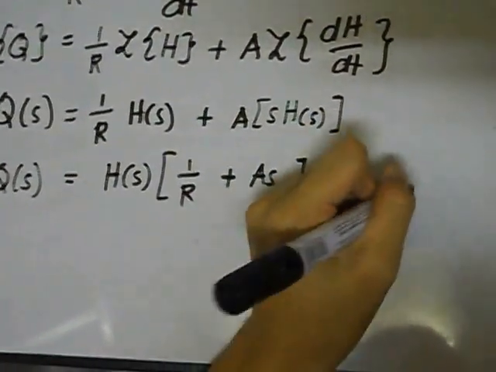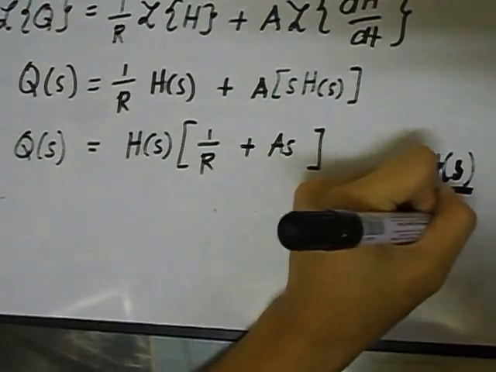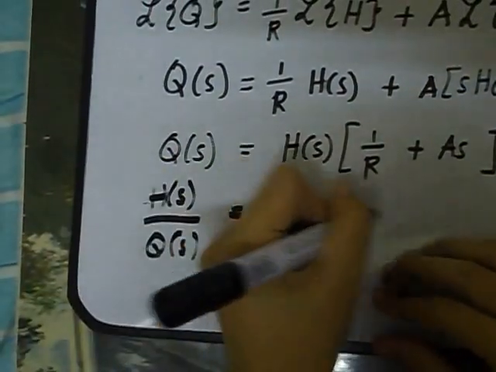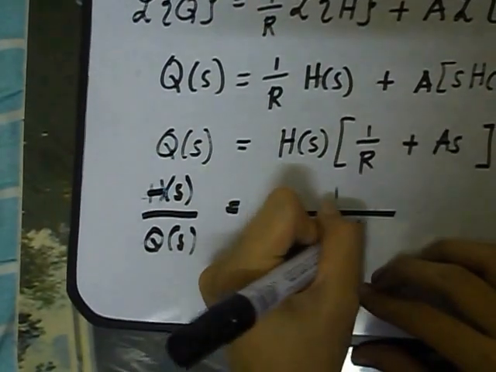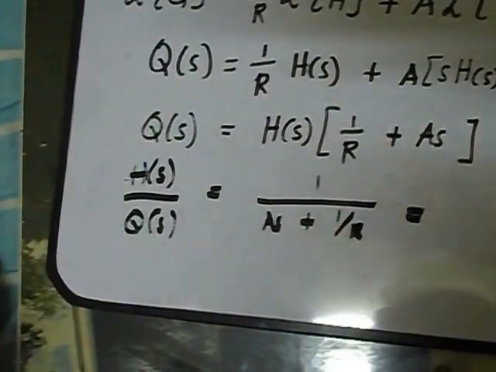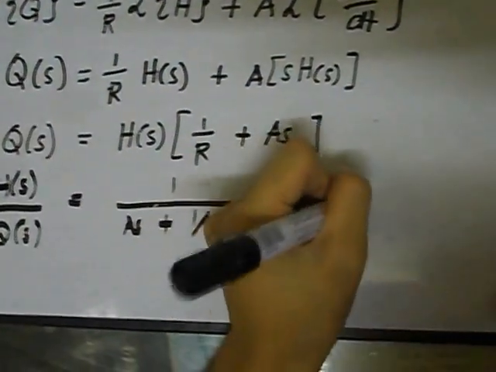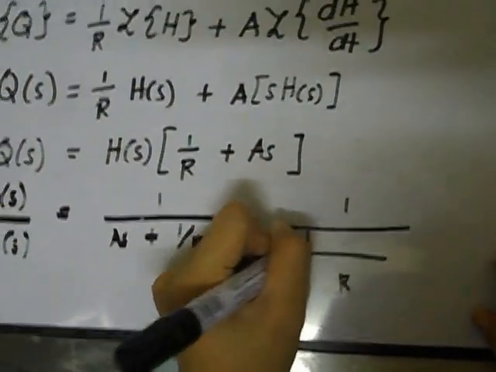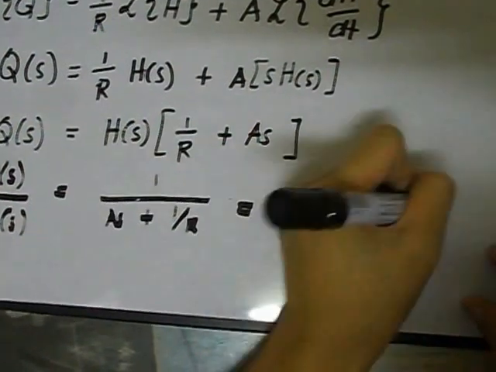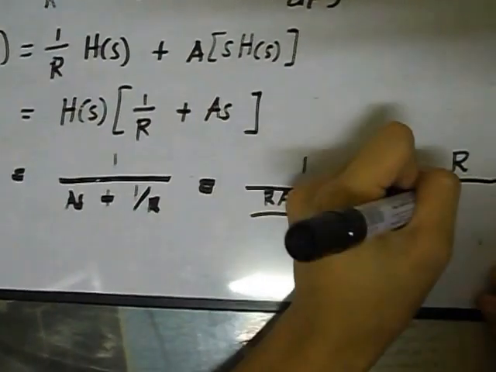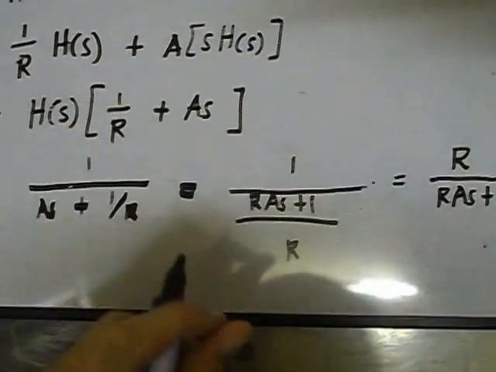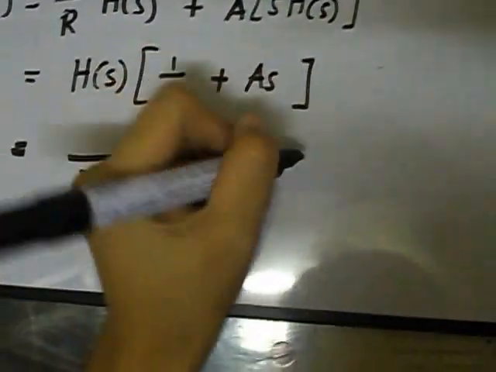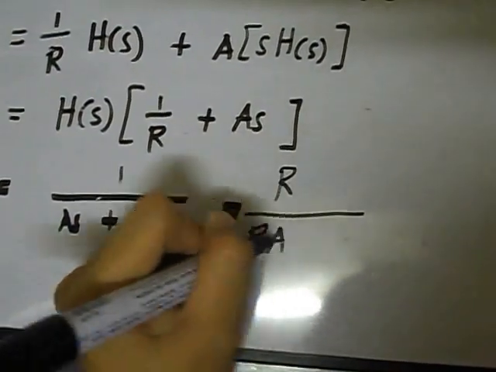So, dapat kay ang atong kuan daw kay i-derive ang transfer function ng H of S all over Q of S. Dapat mapahimo tag ingon ani. So, siyang H of S all over Q of S is equals to 1 all over A S plus 1 all over R. Or, mahimo na siyang 1 all over R A S plus 1 or equals to R all over R A S plus 1.